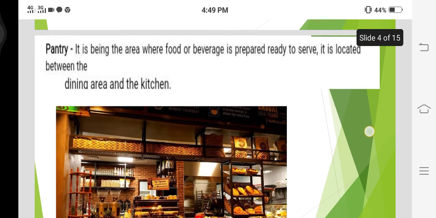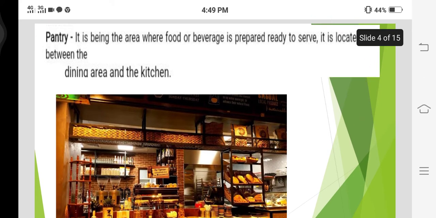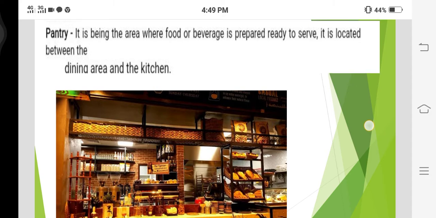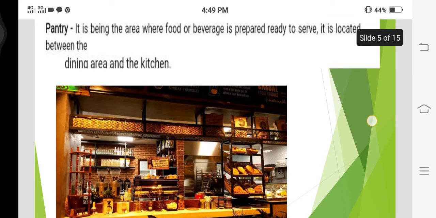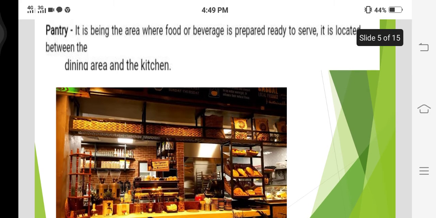Next is pantry. It is the area where food or beverage is prepared, ready to serve. It is located between the dining area and the kitchen.